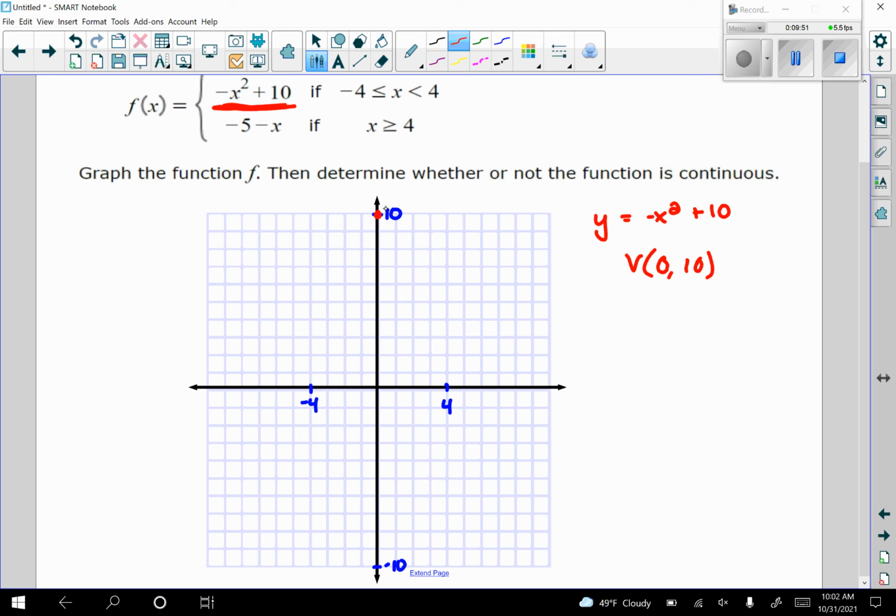And again, you can make a table of values. My parabola is going to open down. So in this case, I'm going to count over 1, down 1 on both sides because my a value is just a negative 1. Count over 2, down 4. Or like I said, you can make a table of values. But I need to go a little bit further because I need to go from negative 4 to 4. So if I count over 3, I need to count down 9.